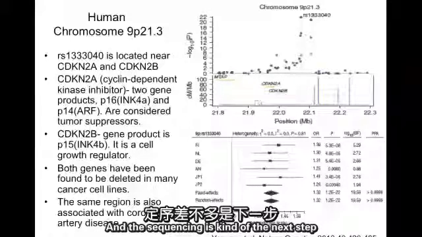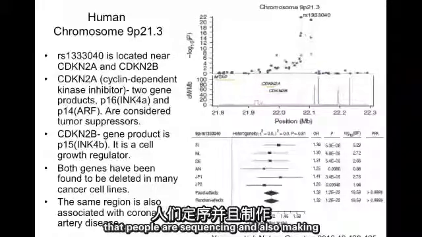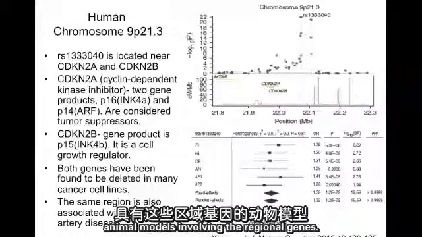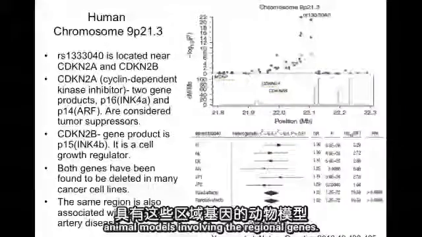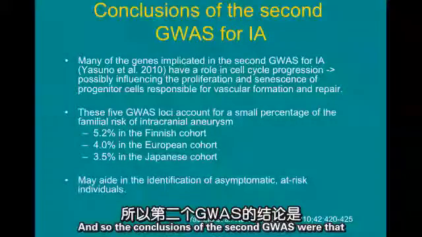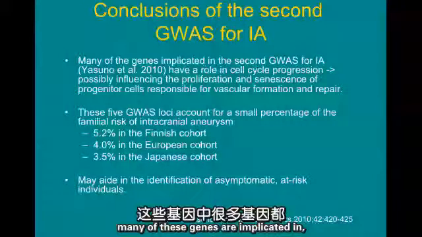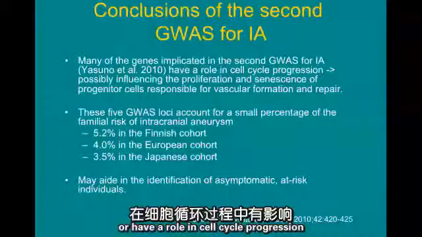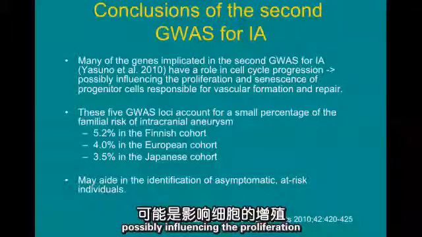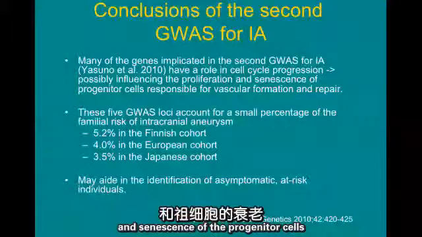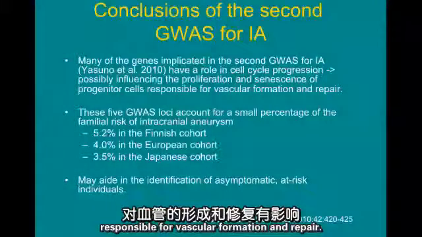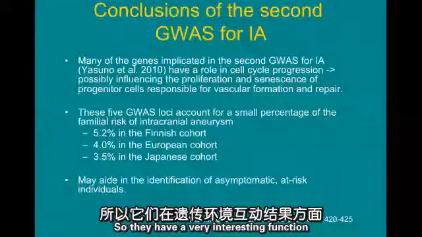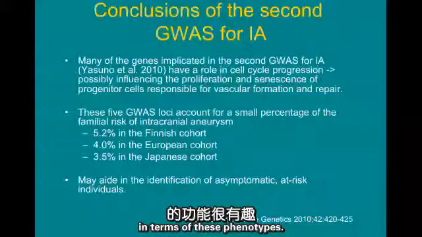And the sequencing is the next step: people are sequencing and also making animal models involving the regional genes. The conclusions of the second GWAS were that so many of these genes are implicated in, or have a role in, cell cycle progression, possibly influencing the proliferation and senescence of the progenitor cells responsible for vascular formation and repair. So they have a very interesting function in terms of these phenotypes.